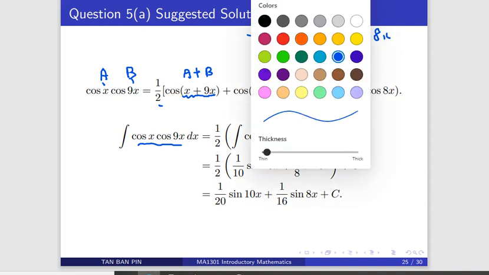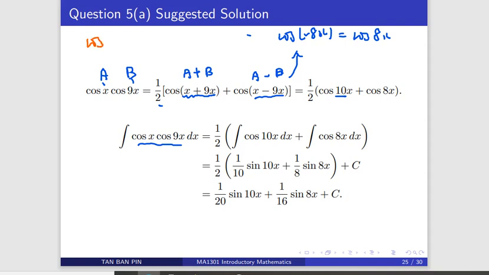Remember you learned in secondary school, cosine of minus x is the same as cosine of x, right? So cosine, you can drop the minus sign. Cosine of negative x is just cosine x. So we have cosine 8x.